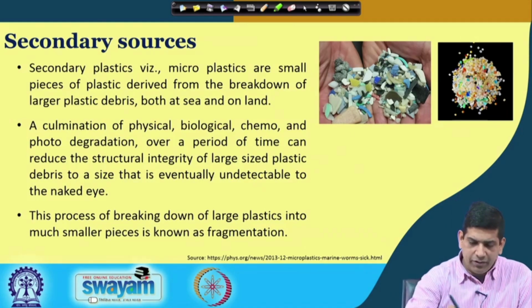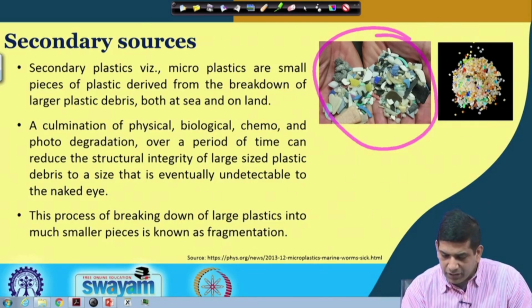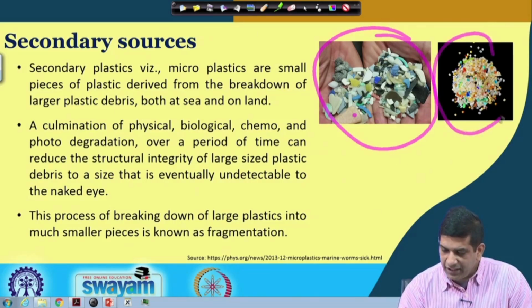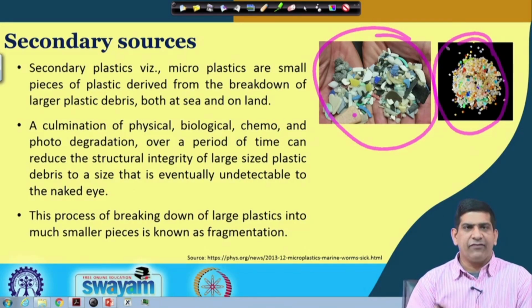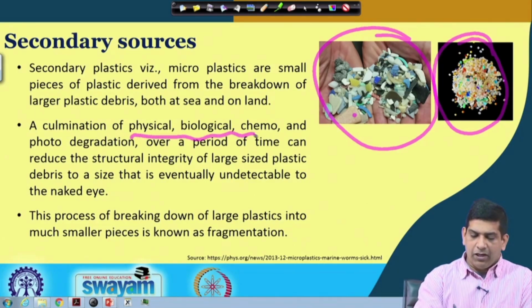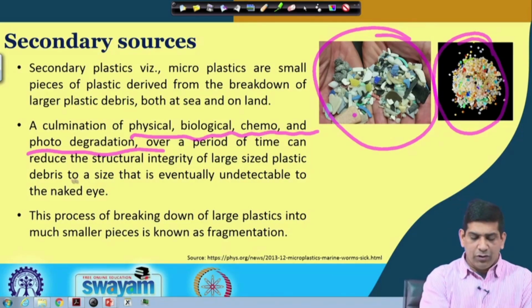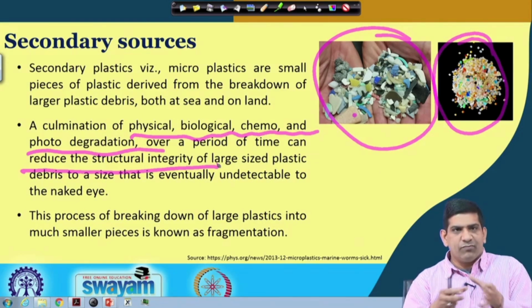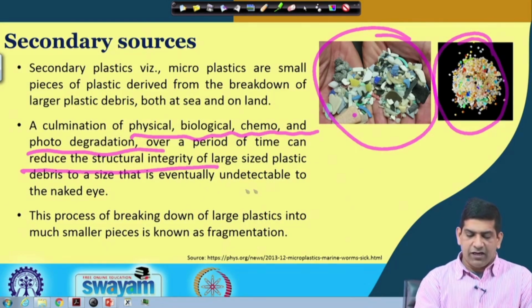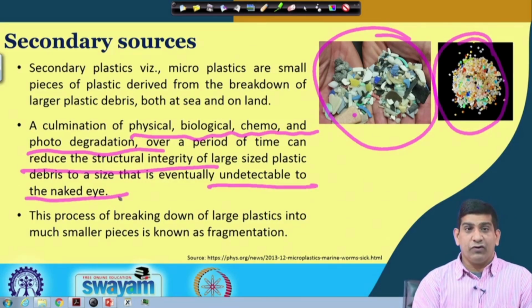As you can see in this particular picture, lots of things have broken down. You can see small pieces of plastic. Similarly here as well, you see smaller pieces of plastic derived from the bigger pieces after breaking down. That could be because of physical, biological, chemical, or photo degradation over a period of time. That leads to a reduction in the structural integrity of the large plastic, and eventually it becomes smaller, and then it gets to a size which is undetectable to the naked eye. Then it becomes really problematic because we don't know it is there.